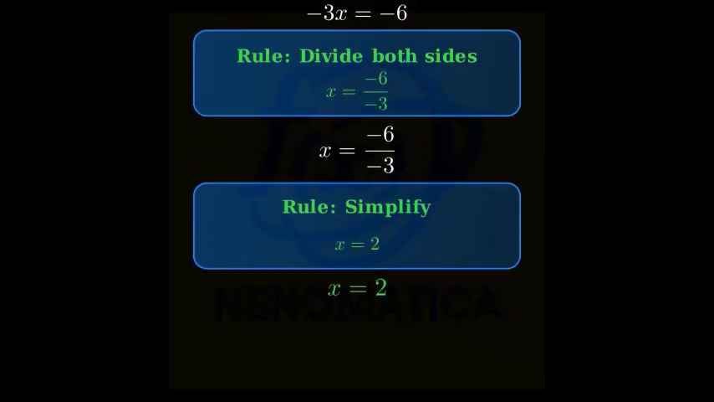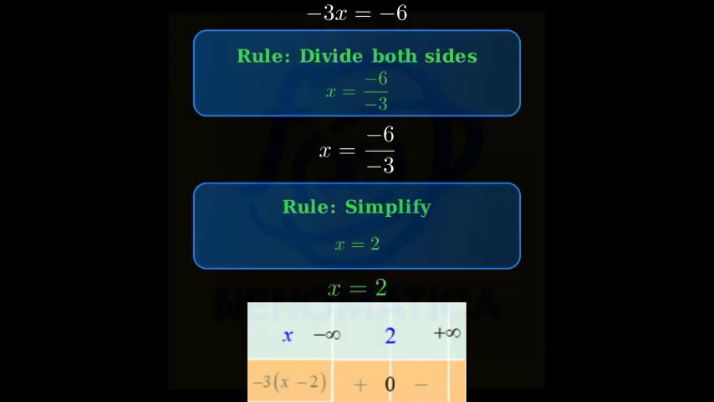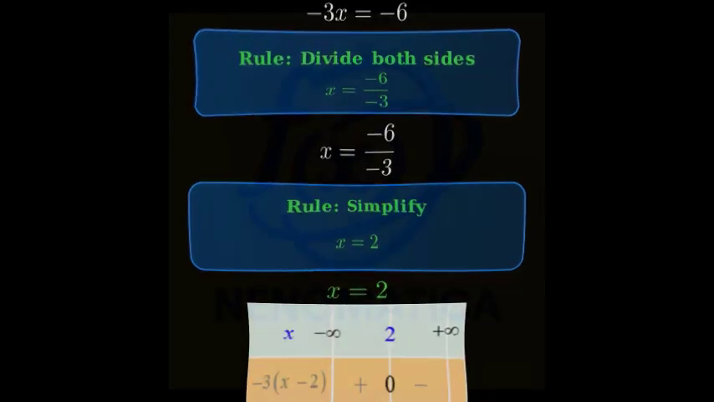Build a small sign chart split at x equals 2. Because the factor x minus 2 is 0 at 2, the whole expression changes sign there. It is positive to the left, 0 at 2, and negative to the right, since the constant factor minus 3 is negative. Therefore, the solution is x equals 2, and the sign of minus 3 times open parenthesis x minus 2 close parenthesis is positive for x less than 2, 0 at 2, and negative for x greater than 2.